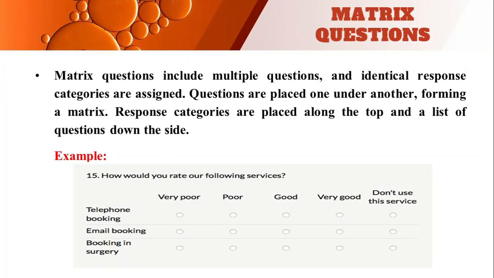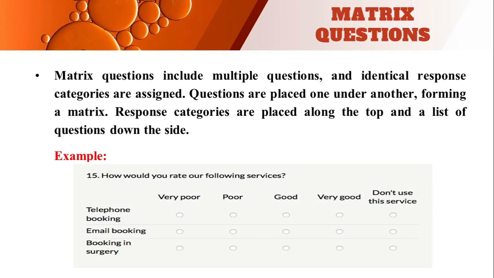The next one is another type of questionnaire, the matrix questionnaire. Now we will see the matrix questionnaire. In a matrix questionnaire, it is also like the multiple choice question format, but here the responses are in categories. They are placed along the top, and the list of questions is placed on the side. The responses are placed on the top, like very poor. We have seen in the Likert scale: strongly agree, strongly disagree, uncertain, agree, disagree.